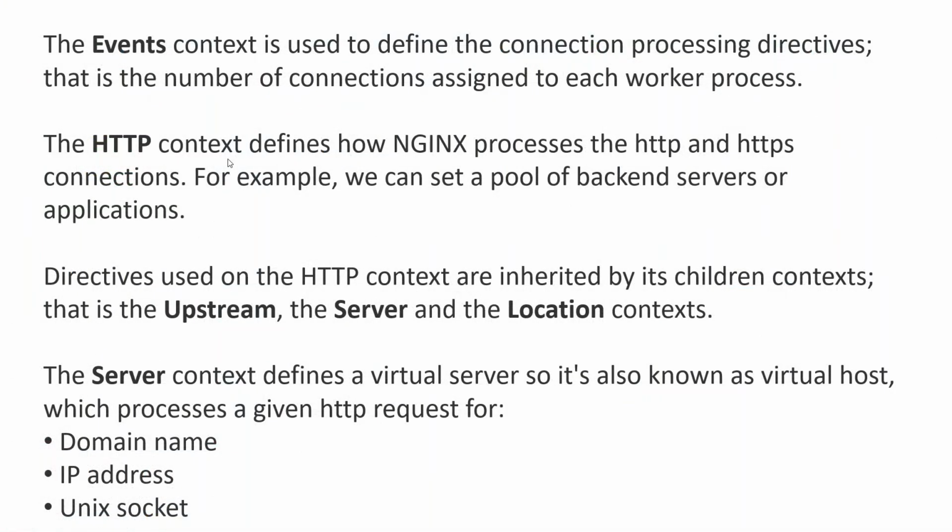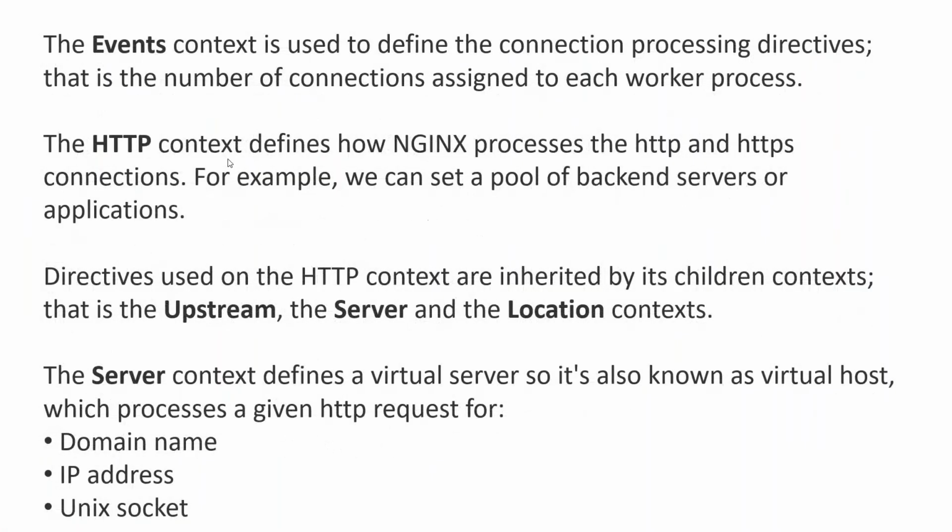The HTTP context defines how Nginx processes HTTP and HTTPS connections, both. For example, you can set a pool of backend servers or applications. Directives used in the HTTP context are inherited by its child contexts, that is, the upstream, the server and locations. The server context defines the virtual server, also known as a virtual host, which processes a given HTTP request by domain name, IP address, and socket.